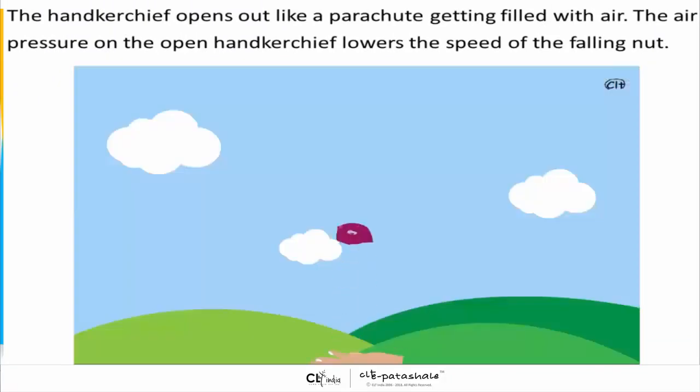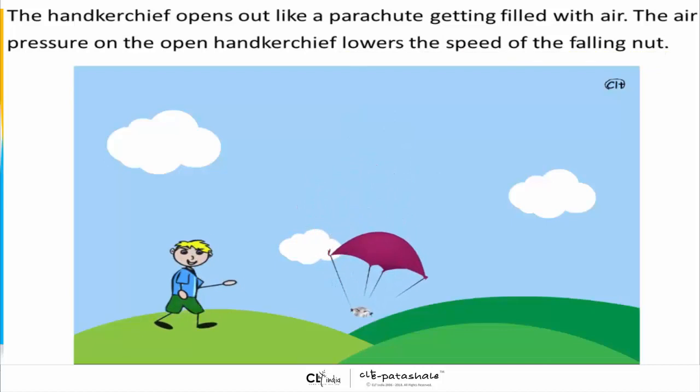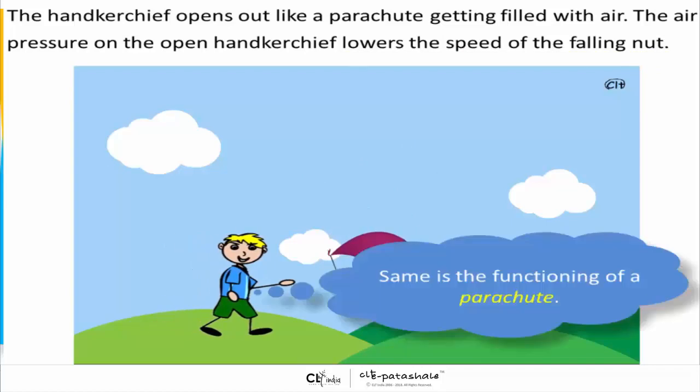The handkerchief opens out like a parachute, getting filled with air. The air pressure on the open handkerchief lowers the speed of the falling nut. It functions the same as a parachute.